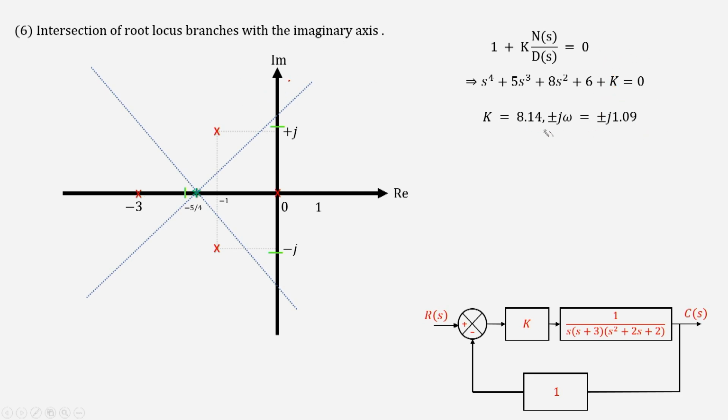I will recap this example again soon, but for now just assume that I wrote down a code where I varied the value of k from 0 to infinity, and I found that the k value is 8.14, at which 2 of the roots are on the imaginary axis. So, these are the points of intersection of the root locus on the imaginary axis. This is j 1.09 and this is minus j 1.09.